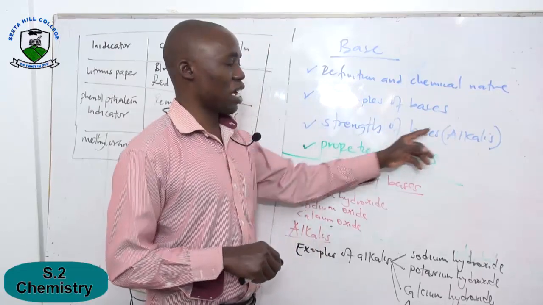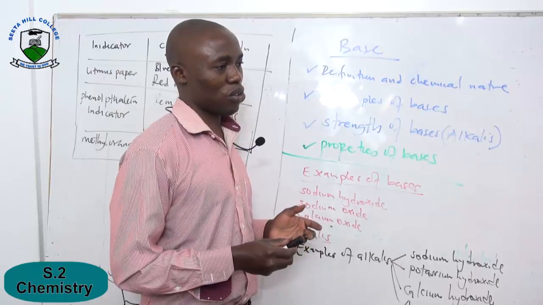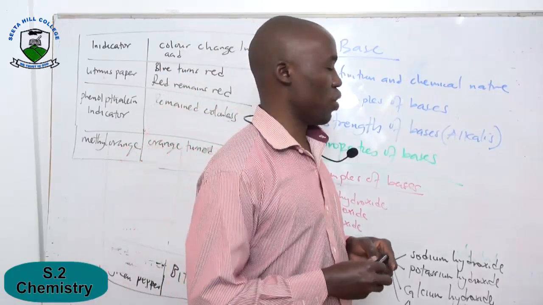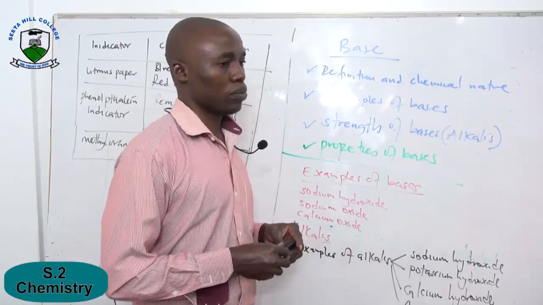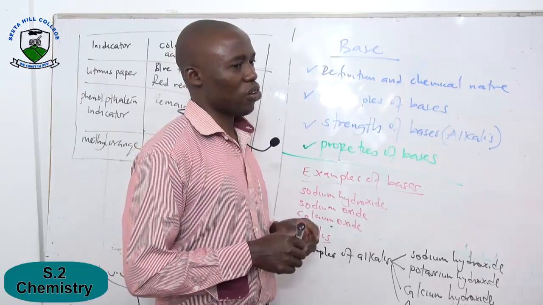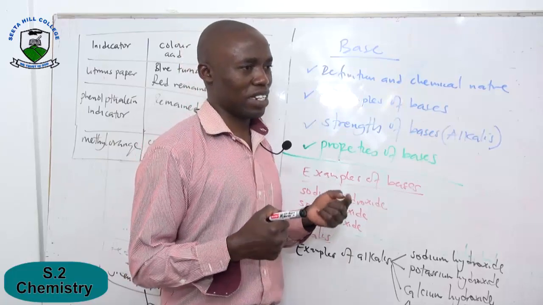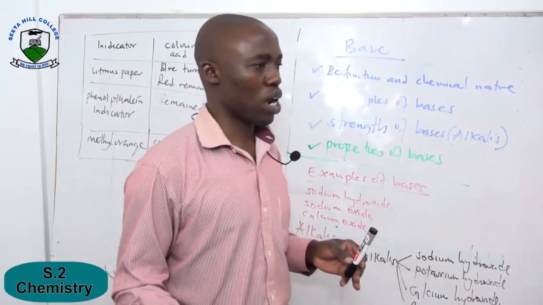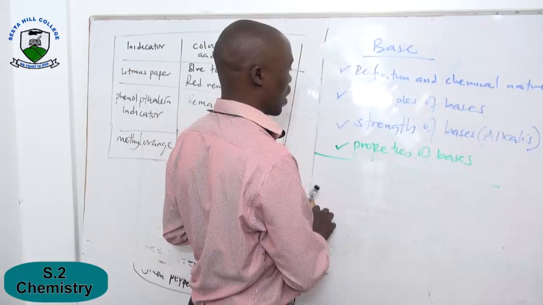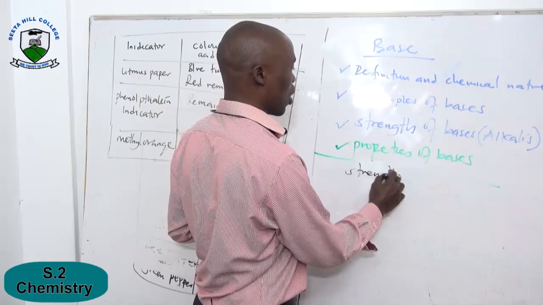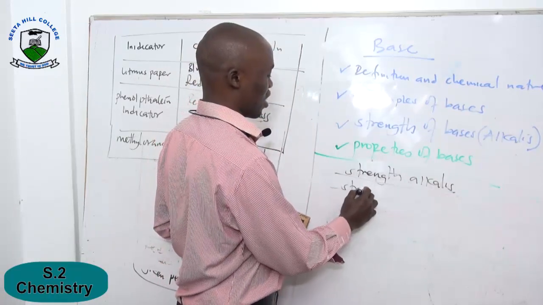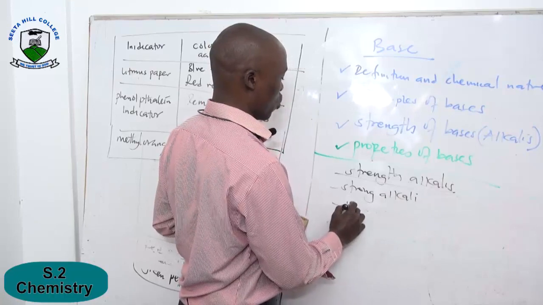Now, strength of alkalis. Of course, you know there will be strong and weak alkalis. From our discussion of strong and weak acids, could you figure out the definition of a strong alkali? Because now we have dropped to strength of alkalis. We have strong and weak. What's a strong alkali according to you? Strong alkali, then weak.